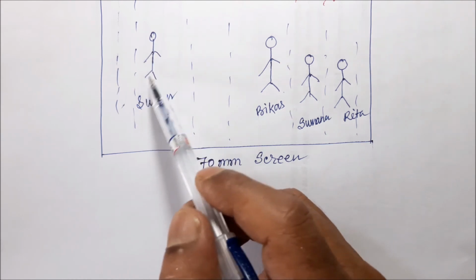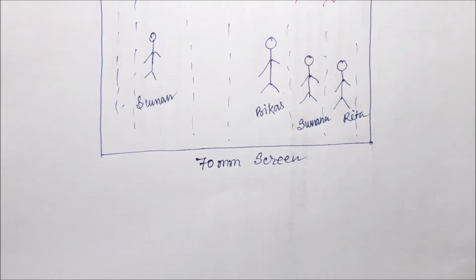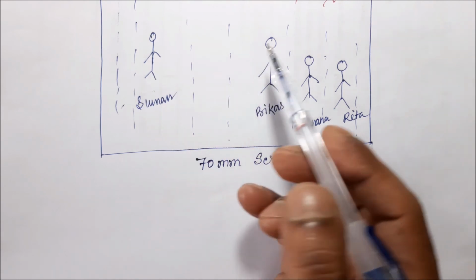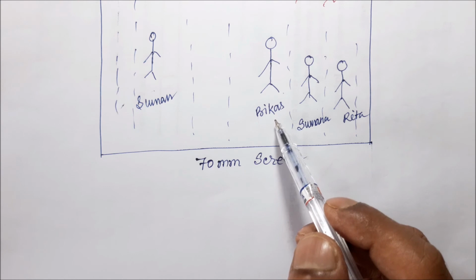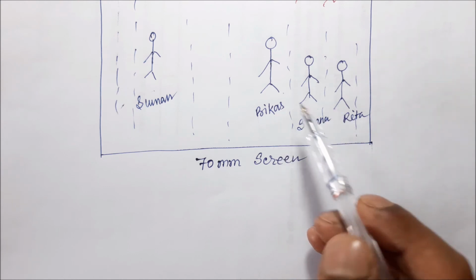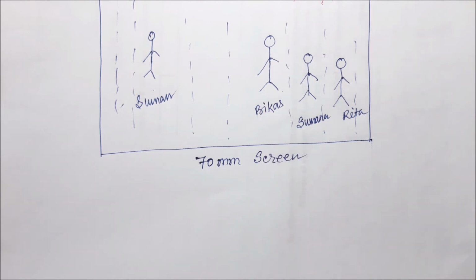Only one person is dancing. After, for example, 5 minutes, that person's task is complete. Then the next task is Vikas dancing. Then after 3 minutes, Sumona is dancing. So when one of the tasks is running, the remaining tasks are in a static condition.